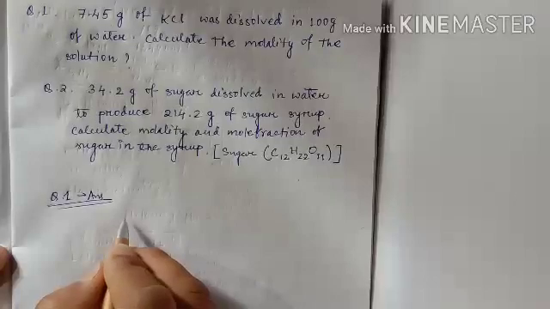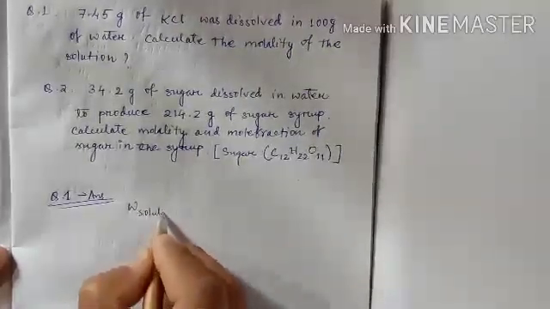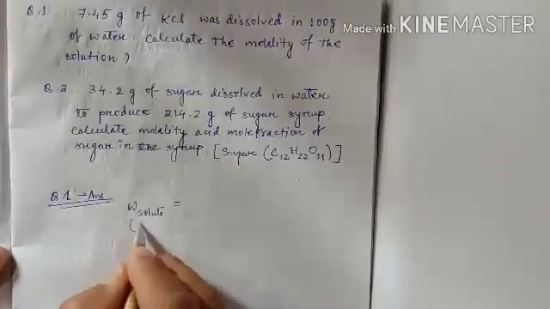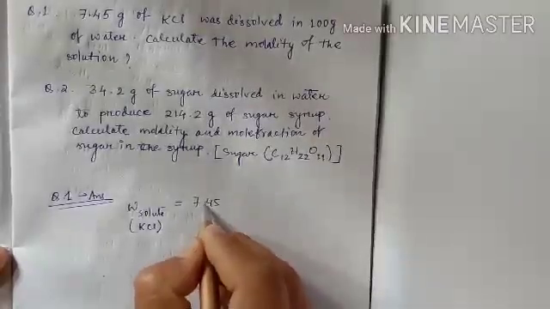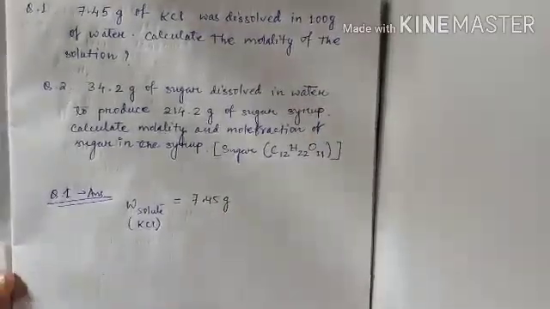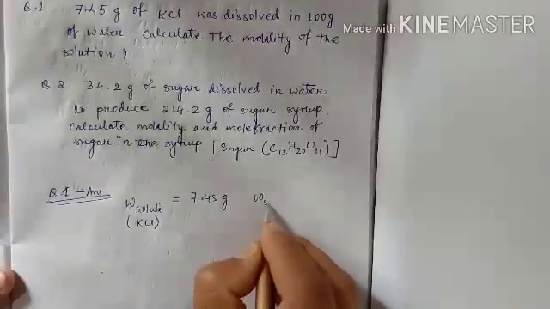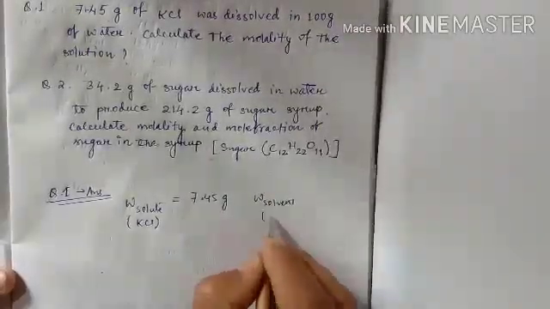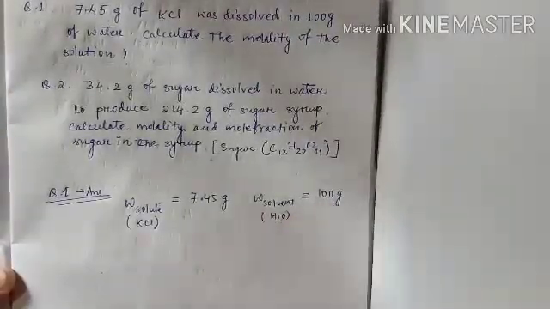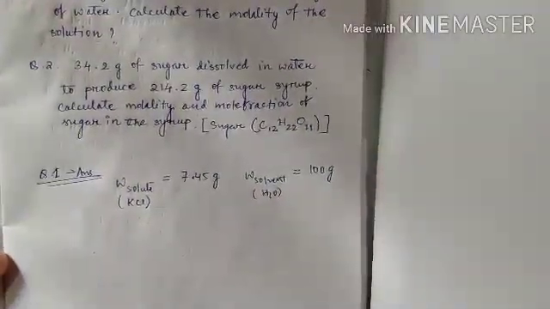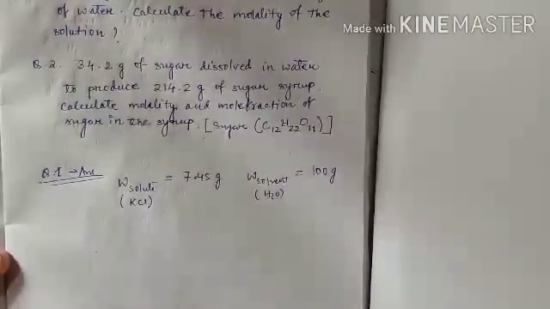Whatever is given, we can write it in short form. W solute is potassium chloride, KCl, which will be 7.45 gram. Similarly, W solvent, that is water, will be 100 gram. We can convert it into kg, but it's okay, in gram also we can do it.